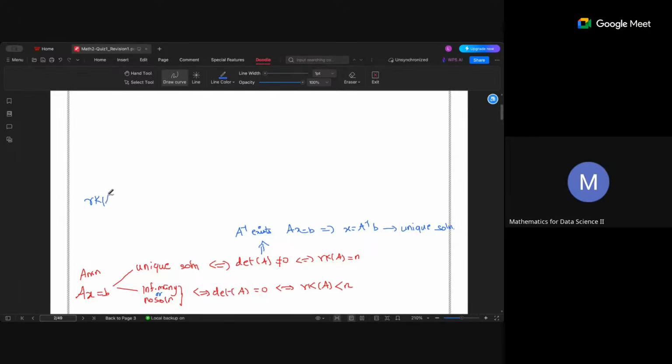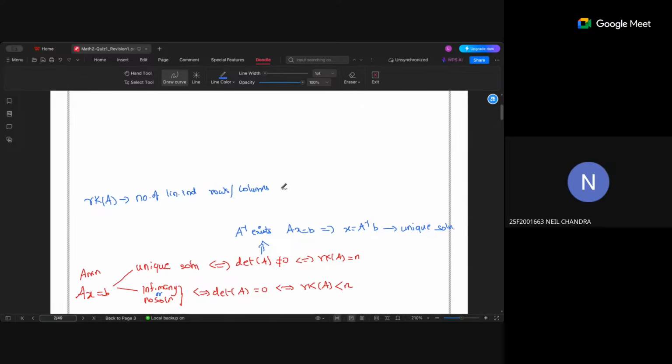Rank of A will be discussed in week 4 actually, so don't worry. Rank of A can be computed using row echelon form. It is the dimension of the column space, the dimension of the row space, or you can say the number of linearly independent rows or columns. This is another definition which I have used in this case.